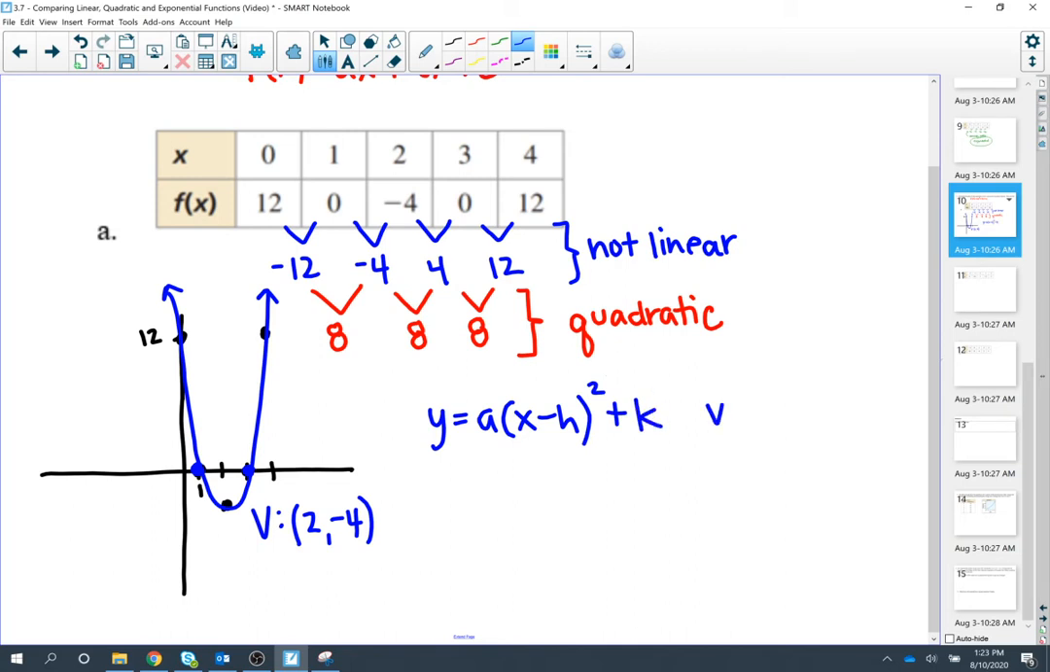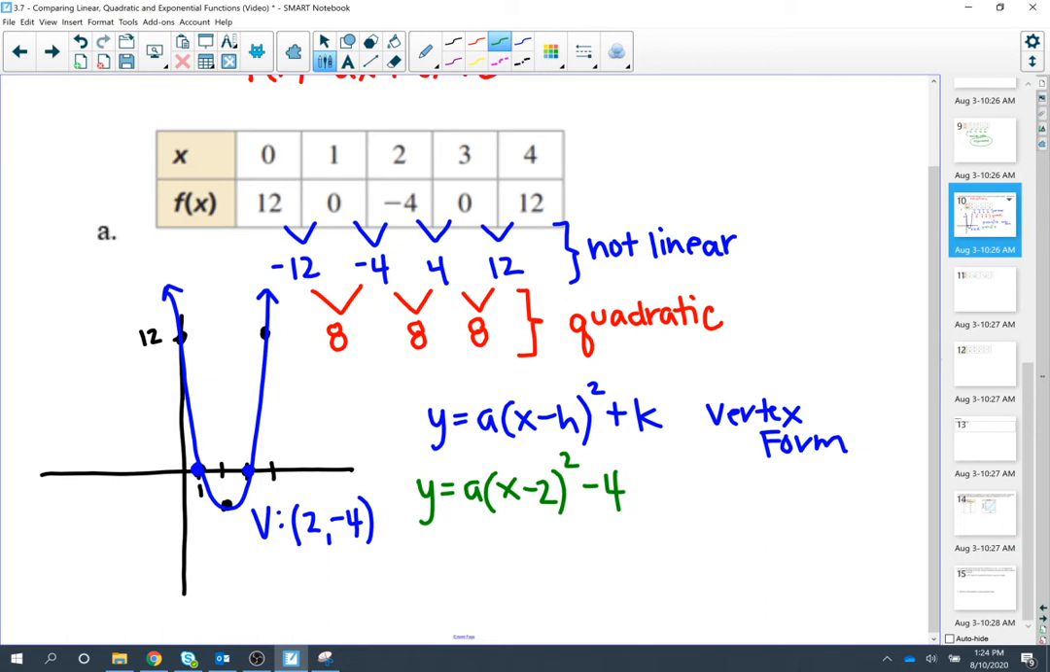And this is vertex form. Now I know my vertex is at 2, negative 4, so y equals a times x minus 2 squared minus 4. Then I'm going to look at my graph and I'm going to go, okay, can I figure out my a value? And keep in mind your a value means over 1. If you can go over 1 and do something, then you can probably figure out your a value. If not, we have a problem.